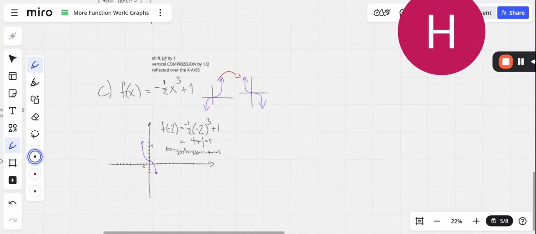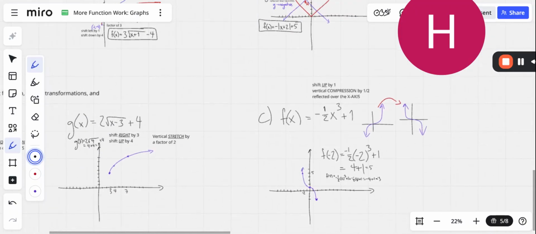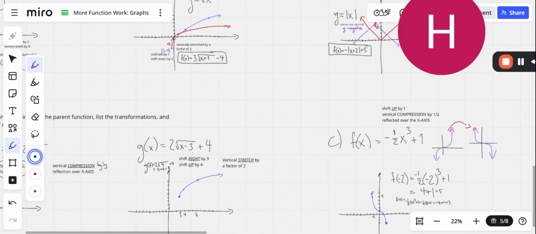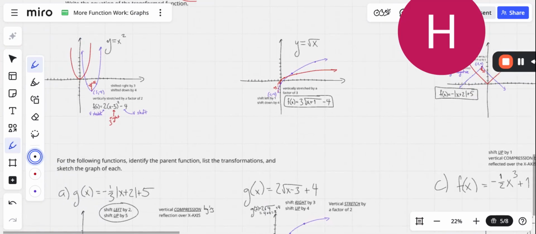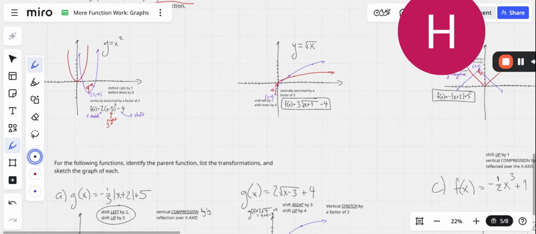You'll notice that in some cases, with the domain restriction, the domain will change completely if you shift it. Other functions, like x cubed or absolute value, do not have any domain restrictions. So even if you transform it, the domain is still all real numbers. But something like a square root function changes its domain when you transform it.